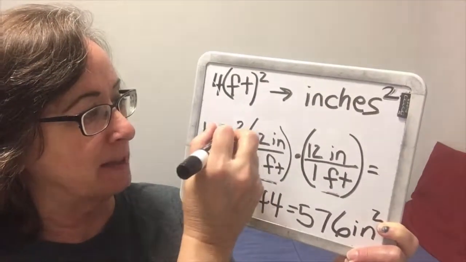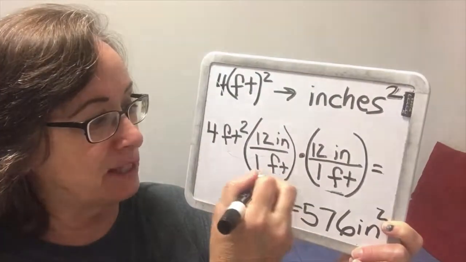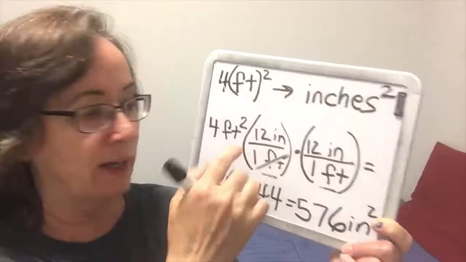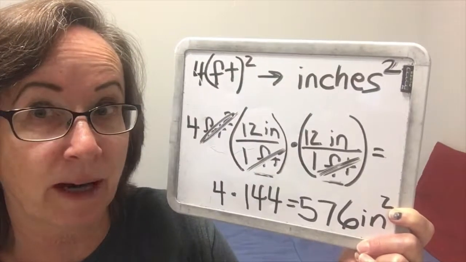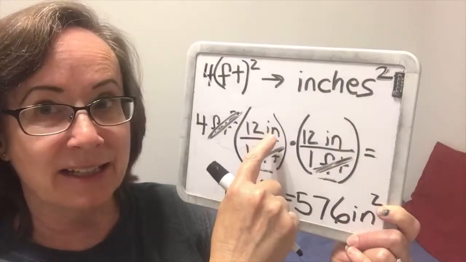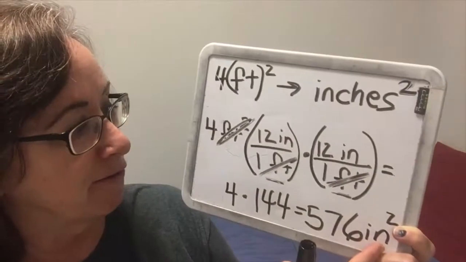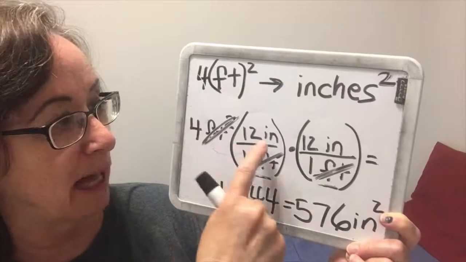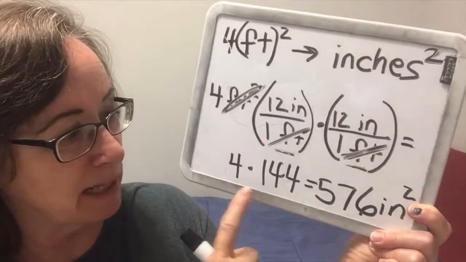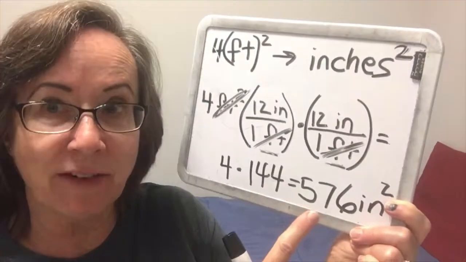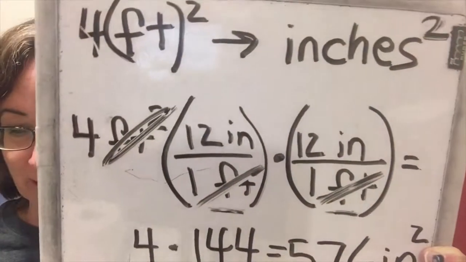Now notice what happens. The feet and the feet cancel, but this foot only cancels one of those feet, and then this foot cancels the other one. So now my feet squared are gone, and my answer has inches times inches, or inches squared. Now to find the answer, I do 4 times 144, because 12 times 12 is 144, and 4 times 144 is 576 square inches. So there's your work for that one.